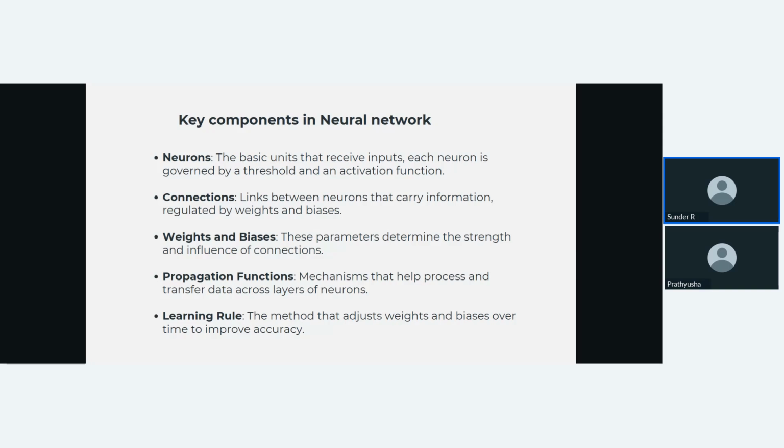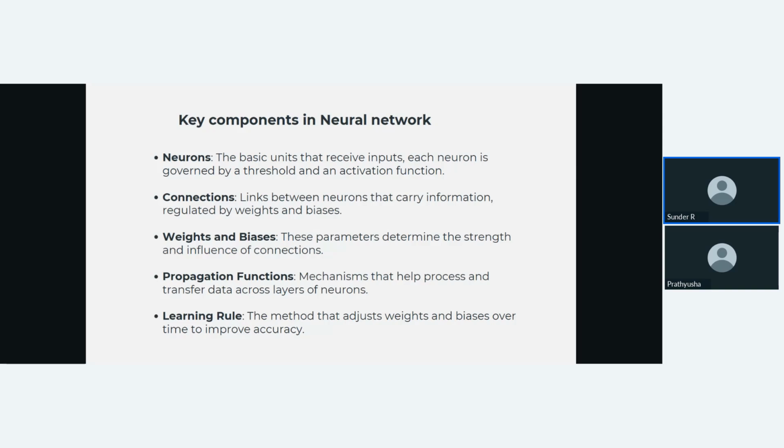Next, we have propagation functions. What are these? Propagation functions are nothing but the data flow. You can consider the neuron as your light switch. That's it, just the light switch. Next, we have the connections. These connections are nothing but the wires. Next, we have weights and biases. These are like the strength. Based on the strength, you will be able to move to the next layer.